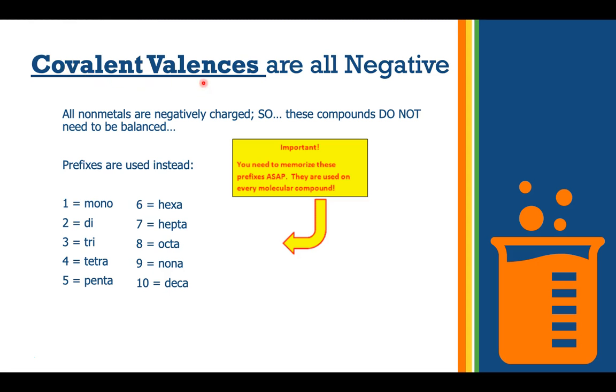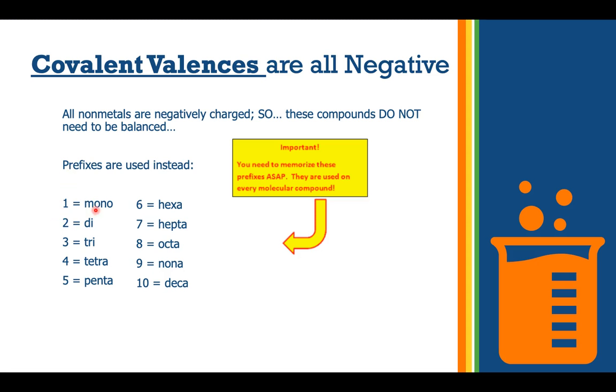So we have valences are all negative. All nonmetals are negatively charged. You guys remember that from last time when we were looking at the periodic table with the staircase? So these compounds do not need to be balanced because they're negatively charged. Because of this, prefixes are used instead. This is important. You need to memorize these prefixes ASAP. They are used on every molecular compound, every single type, okay?